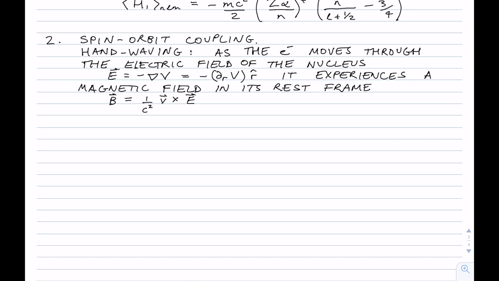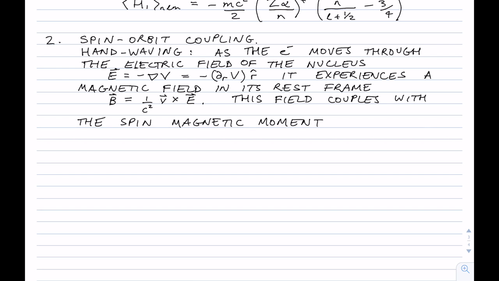And this magnetic field couples with the spin magnetic moment. So it's got a spin magnetic moment. And then, you know, like a minus mu dot B, right? So H2 is something like minus mu spin dot this induced B field due to the frame shift. All right. And then that's not enough. You could then go, oh, yeah, that's cool, I'm pretty comfortable with that.